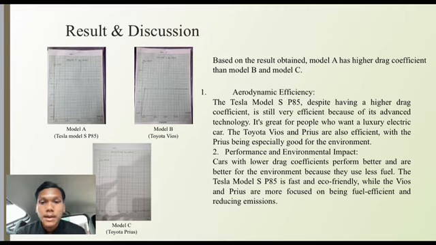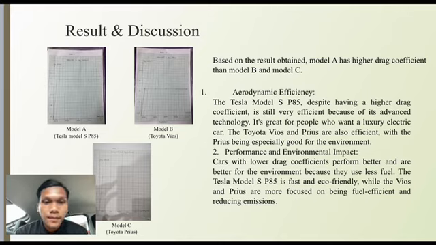Point number 2, performance and environmental impact. Cars with a lower drag coefficient perform better and are better for the environment because they use less fuel. The Tesla Model S P85 is fast and eco-friendly, while the Vios and Prius are more focused on fuel efficiency and reducing emissions.